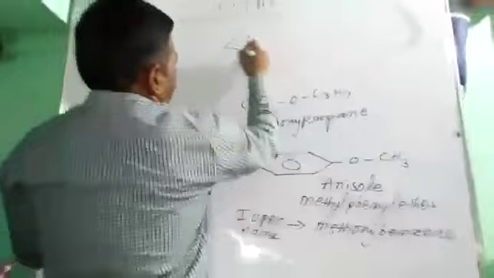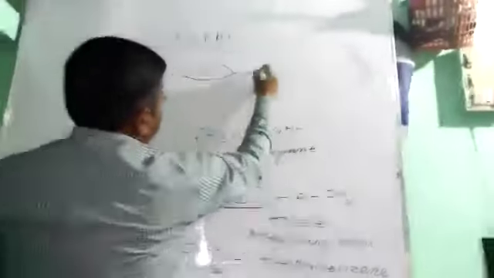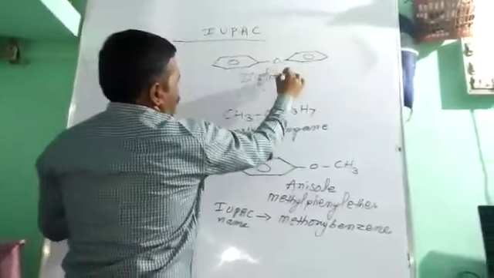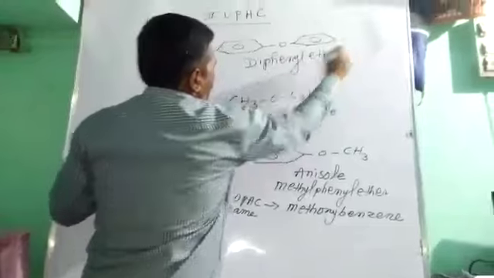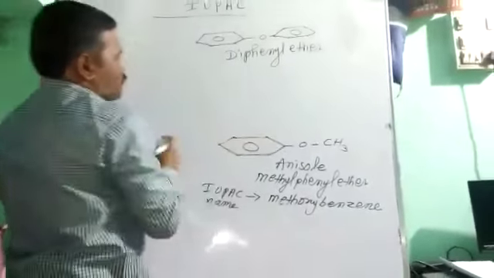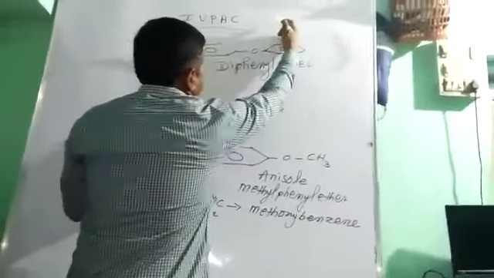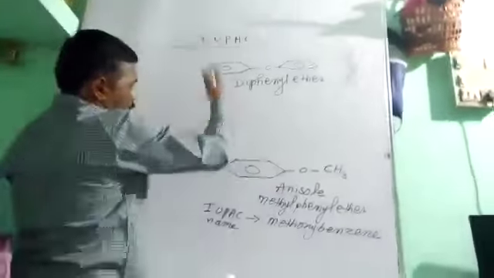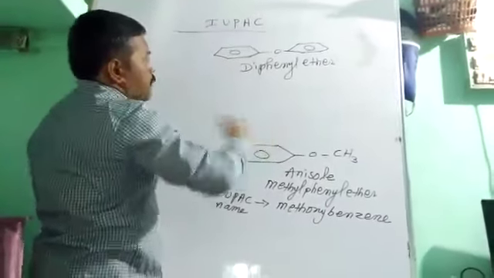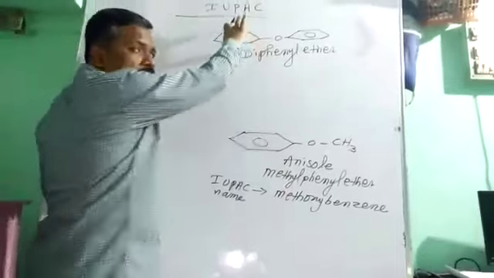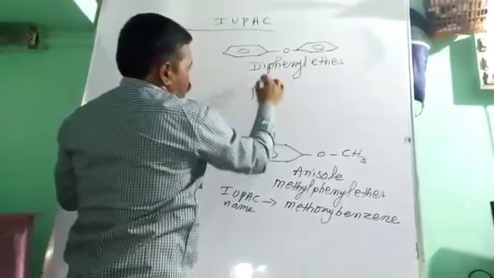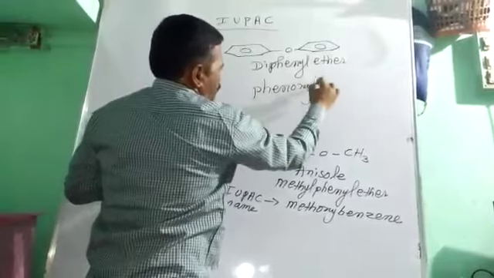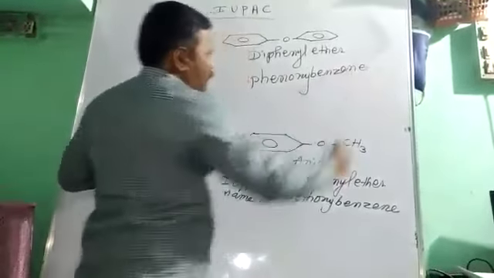Clear? Suppose both benzene rings are attached, two aromatic rings are attached. No doubt, according to the common name system, the name of this compound is diphenyl ether. But according to the IUPAC nomenclature system, one of the aromatic rings is considered as parent aromatic compound, and the remaining should be the alkoxy part, or you may say phenoxy part. So I consider this as parent compound and this as the alkoxy. So phenoxybenzene will be the IUPAC name of this compound.